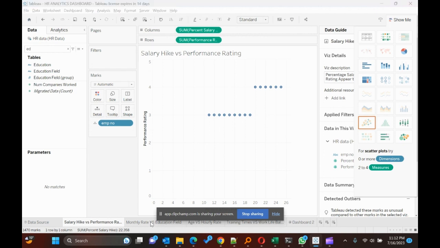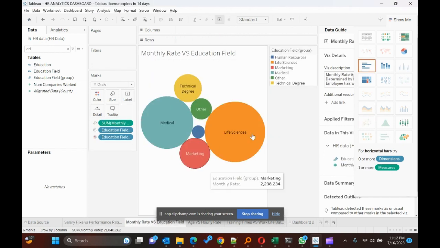We also looked at the monthly rate versus education. From this visualization, it shows that people in the field of life sciences had higher monthly rates as compared to others. So you can see life sciences followed by medical, followed by marketing, followed by technical degree, and then others. Finally, human resources getting the lower monthly rate.